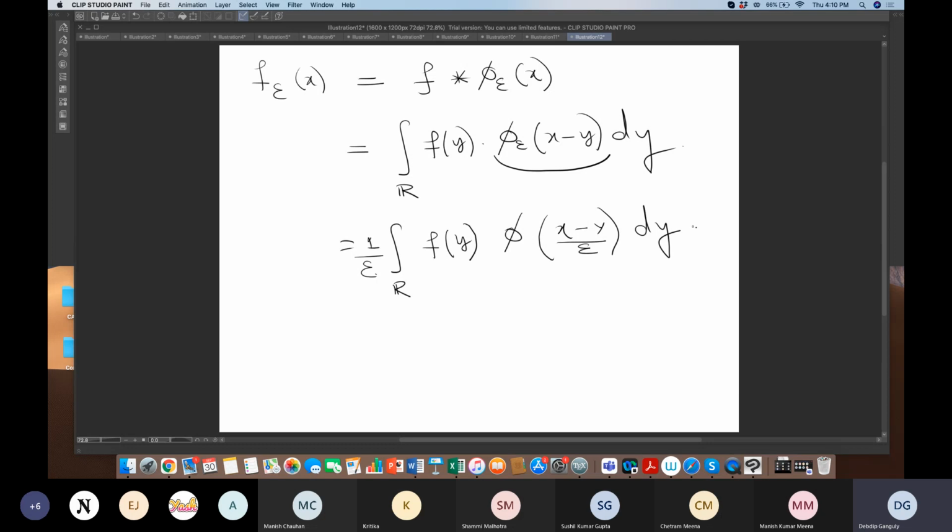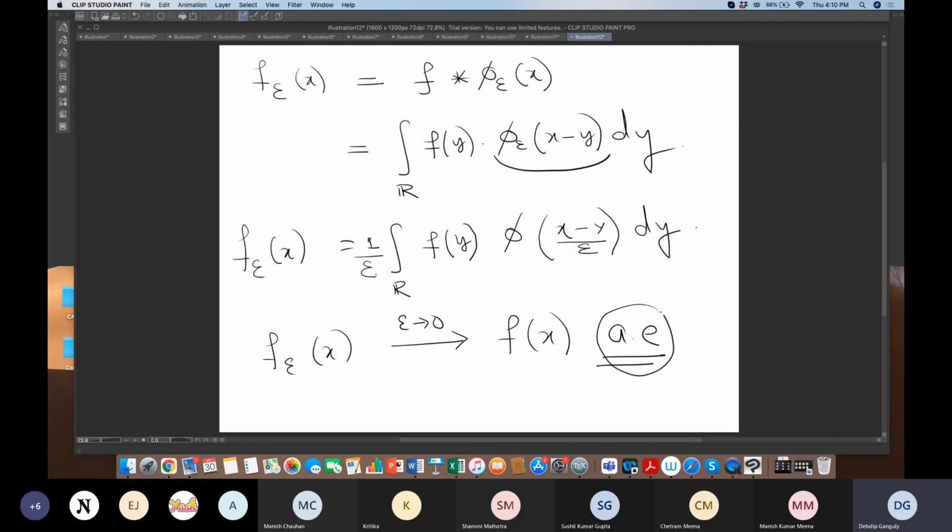Now you have to show that f epsilon of x, as epsilon tends to 0, converges to f of x almost everywhere. That means outside a set of measure 0, this converges to f. Why almost everywhere? Because f may not be defined continuously. You know how to prove this. Please try. What do you have to show? Tell me, anyone?